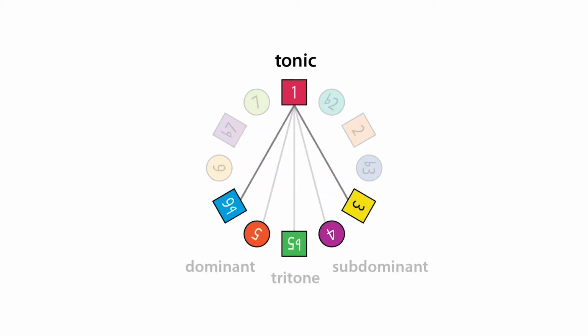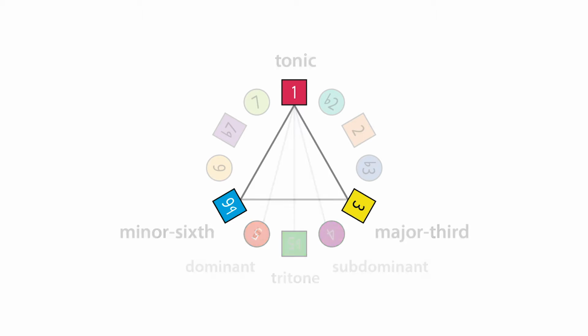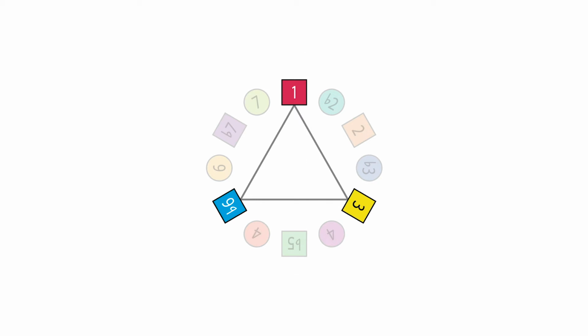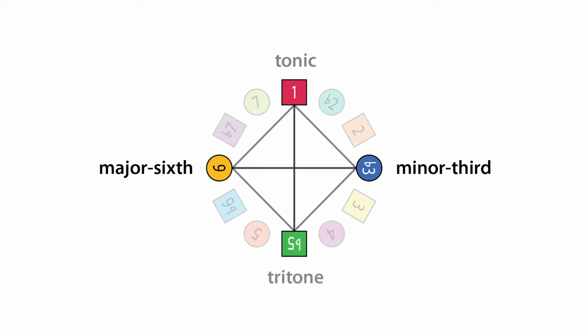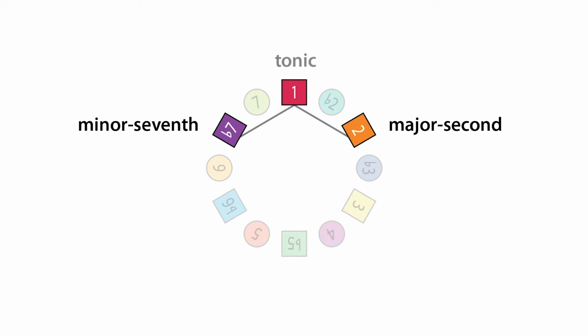Then on either side of these intervals are the 3 and flat 6 in any key, also known as the major third and minor sixth, that together form a perfect triangle with the tonic, interval 1. And flanking these two intervals on either side are intervals flat 3 and 6, also known as the minor third and major sixth, which together form a square of intersecting tritones between the tonic, the tritone, the minor third, and the major sixth. Then on either side of those intervals are the major second and minor seventh.